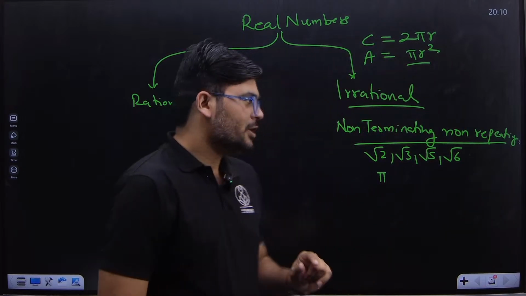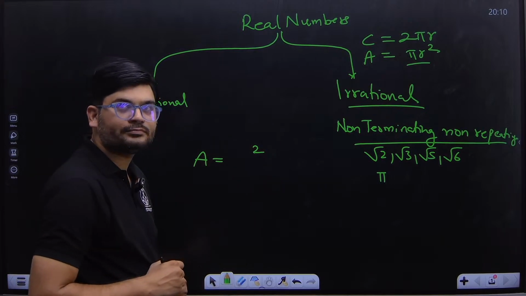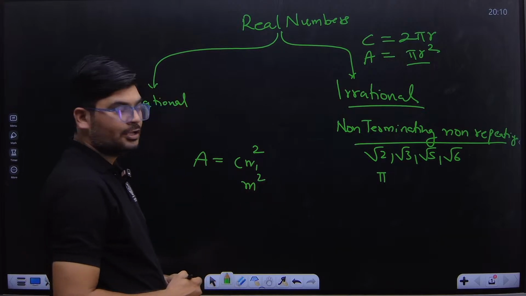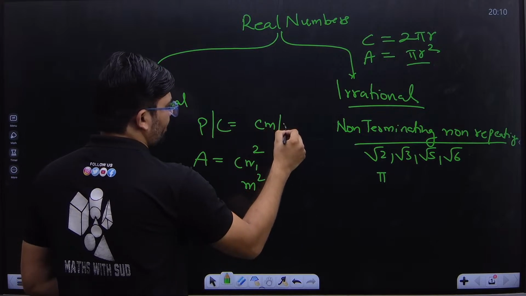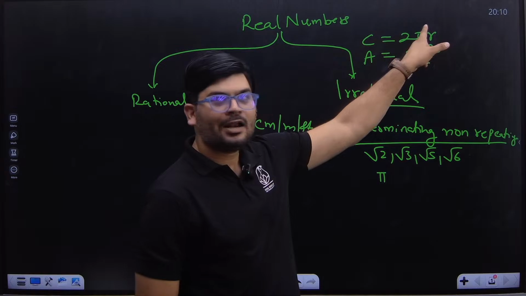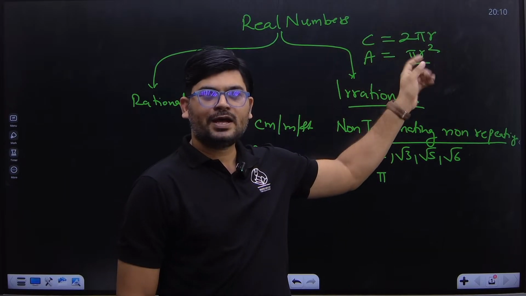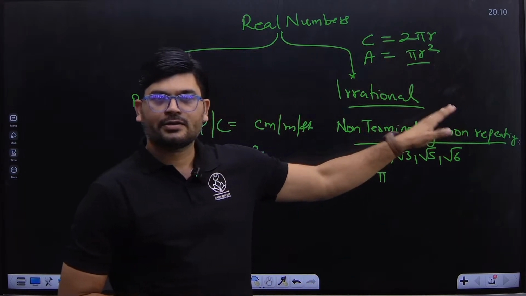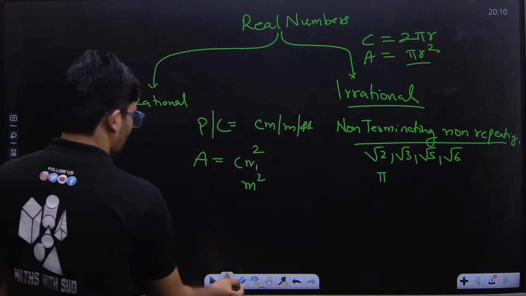Whenever you get confused about which formula is for what, apply a simple logic. Whenever there is an area, the unit is in square, either centimeter square or meter square. When it is a perimeter or circumference, the unit is in centimeter or meter or feet. In 2 pi r, only 1 r is multiplied. In pi r square, there are 2 r, meaning centimeter square. So area will be pi r square. Understood? Yeah.